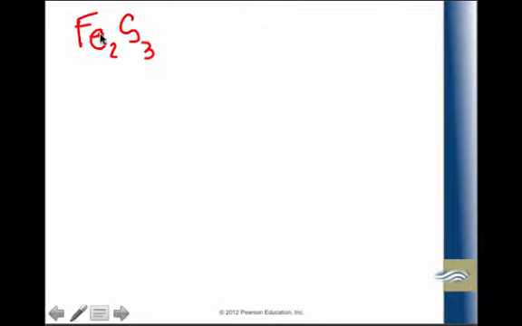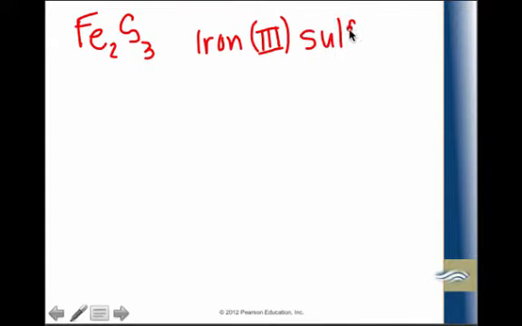You see an iron element, a sulfur element. What's this 2,3 bit? That's reverse crisscross. This is iron 3. How do I handle just a sulfur? Well, the rule is start saying sulfur but change it to ide. This is iron 3 sulfide.